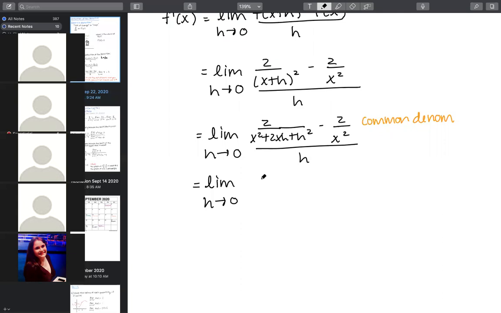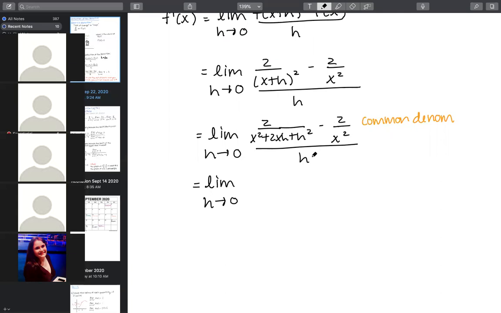In order to get a common denominator for the whole numerator, I want this denominator and this denominator to be common, disregarding the h in the absolute denominator for now. I'm going to multiply top and bottom by x squared because that's this denominator, and then this whole term here, multiply the 2 and the x squared by that on the right side to get a common denominator.